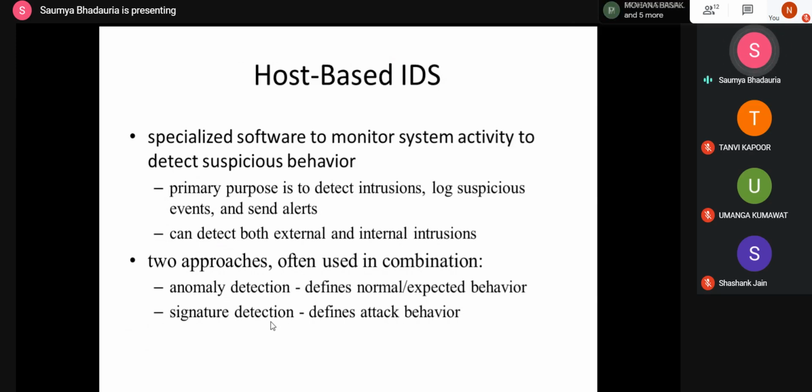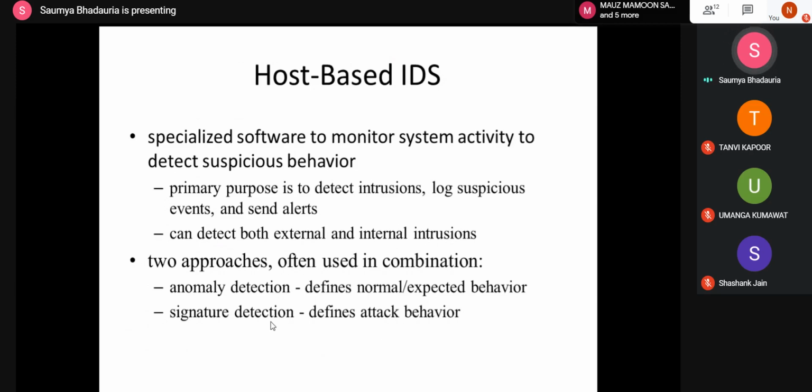Here a specialized software would be introduced, which is IDS, that monitors the activity to detect suspicious behavior. The primary purpose is to detect intrusions, log suspicious events, and send alerts. And it can detect both internal attacks as well as external attacks.